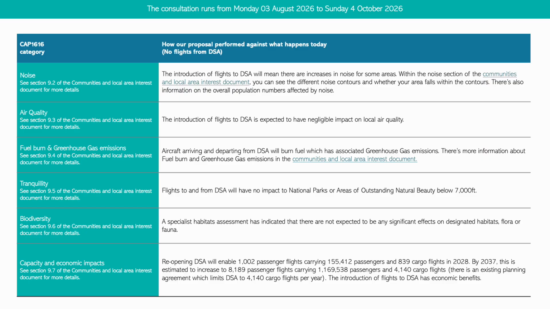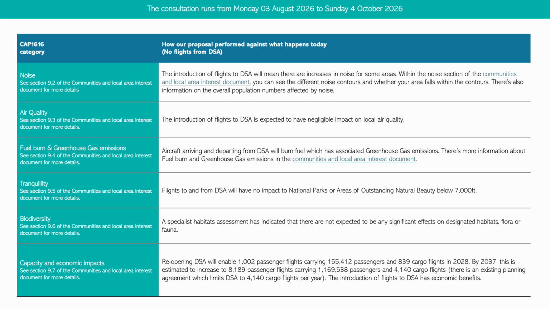From a noise perspective, the introduction of flights will obviously mean there are increases in noise for some areas. If you look at the Communities and Local Area Interest document, you can see the different noise contours and whether your area falls within one of those contours, and there's also information on the overall population numbers affected by noise.